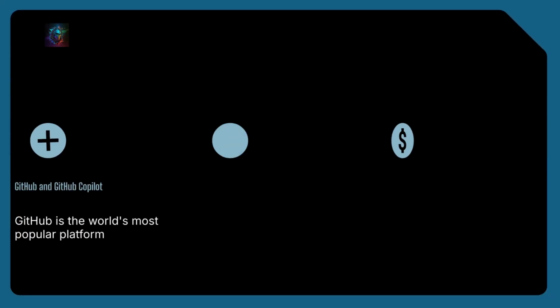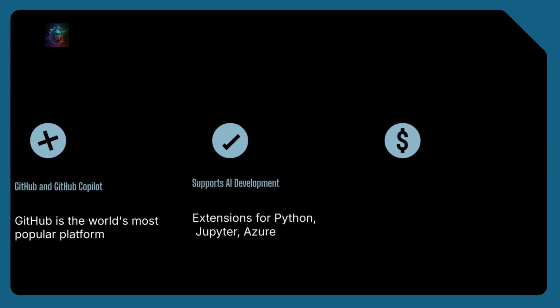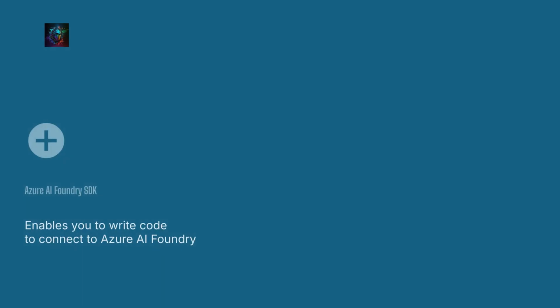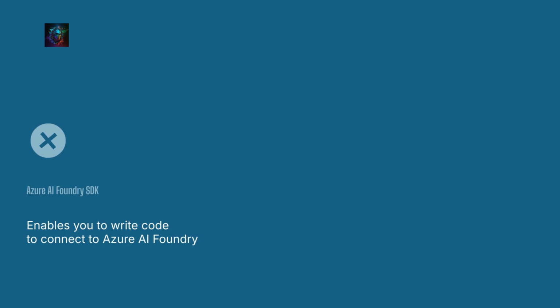Visual Studio Code, VS Code, a lightweight yet powerful editor that supports AI development with extensions for Python, Jupyter Notebooks, and Azure AI services. The Azure AI Foundry SDK, which enables you to write code to connect to Azure AI Foundry projects and access resource connections, which you can then work with using service-specific SDKs.